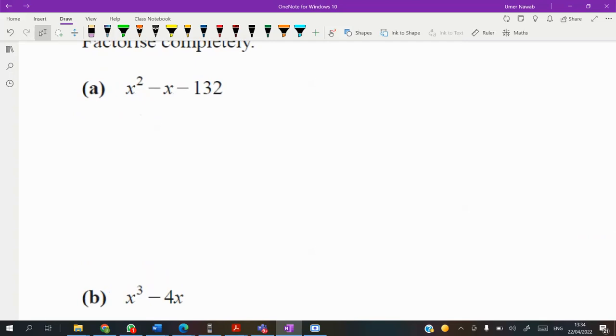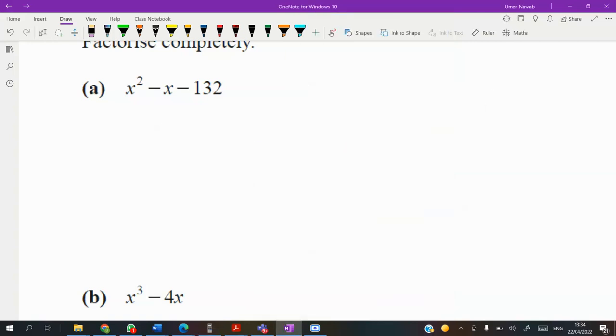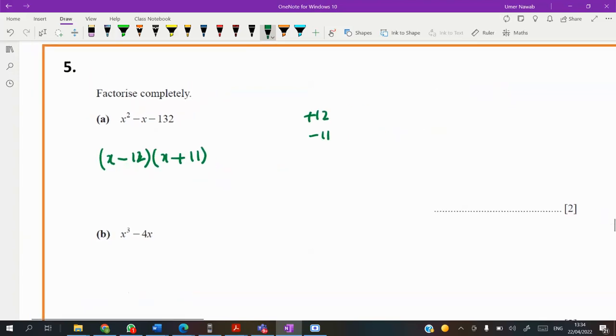It's a quadratic factorization, boys. We will use calculator. Okay, enter 1, enter minus 1, enter minus 132, and see what's the answer coming. 12 and minus 11. So we got the two critical points from the calculator, 12 and minus 11. In a factor form, we will write, if it is a plus 12, I write minus 12. And if it is minus 11, I will write here x plus 11. Write your answers in the answering space, x minus 12 and x plus 11.